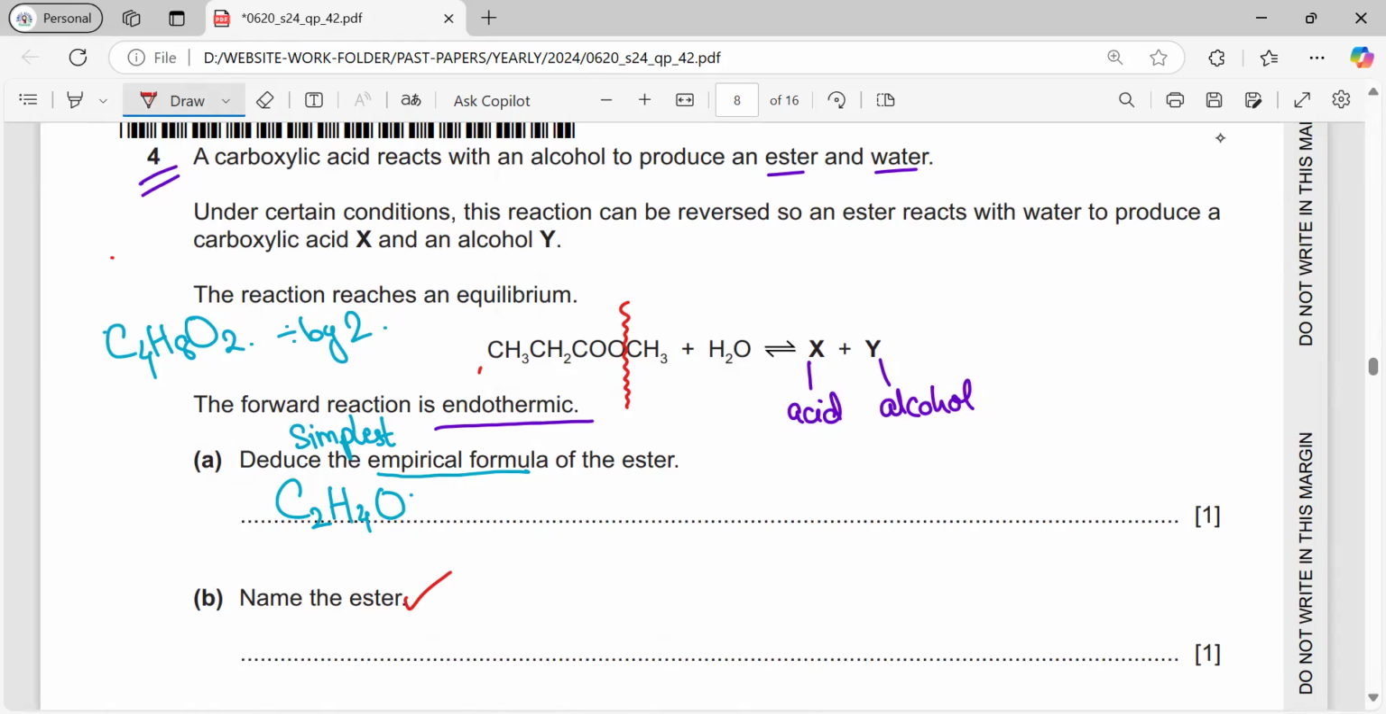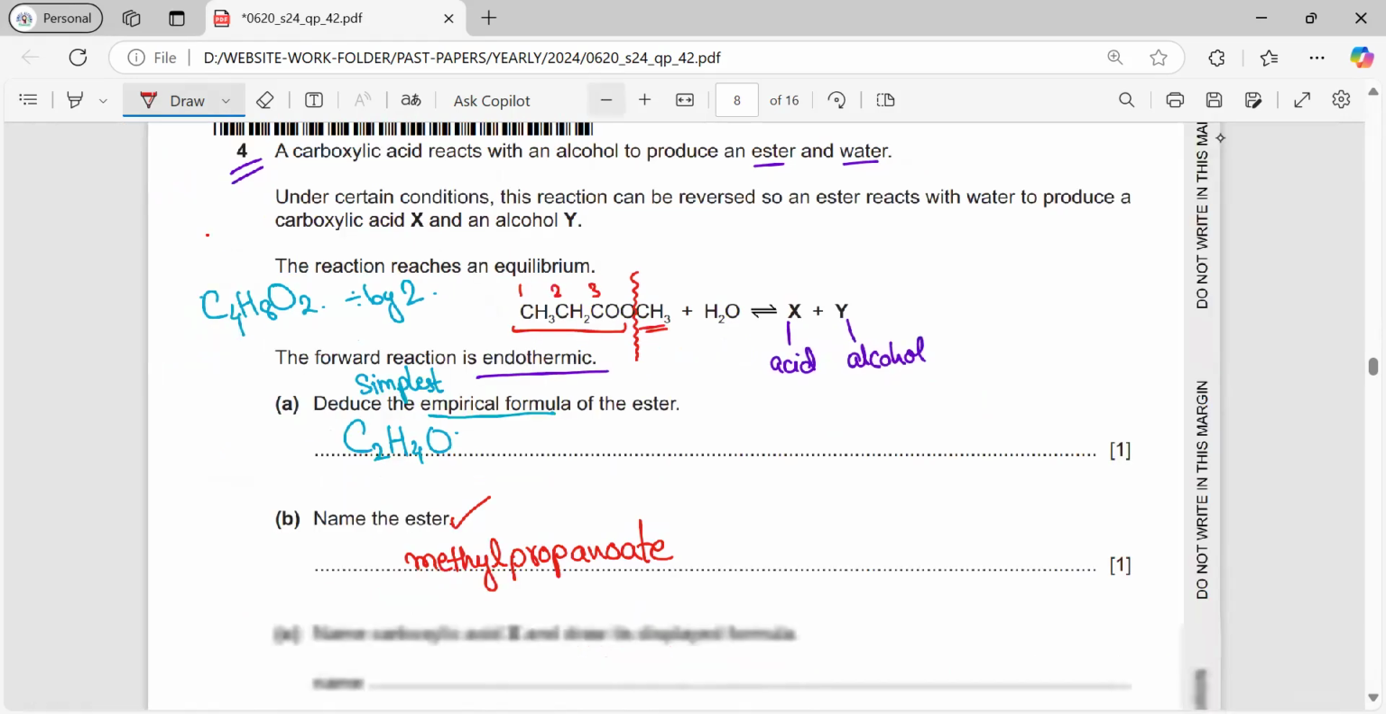So the COO part, let's see how many carbons are there. There are 3 carbons, 1, 2, and 3. So this comes out to be propanoate, 3 carbon, propanoate, and the 1 carbon alcohol, which will be methyl from methanol. So it will be methyl propanoate.